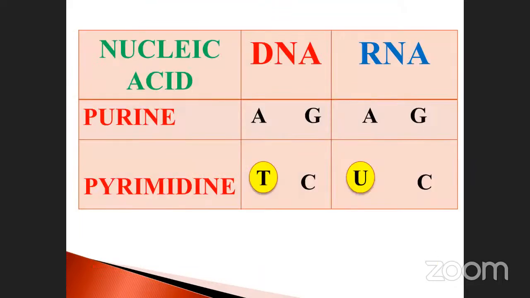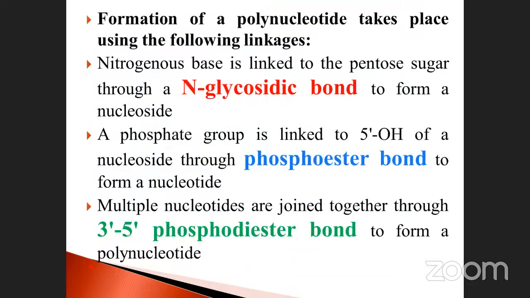See here, the formation of the polynucleotide takes place using the following linkage. A nitrogen base is linked to the pentose sugar. Note it down, my dear students. Nitrogen base, that's why N. Nitrogen means amino. The base is linked to the pentose sugar. It is a sugar molecule, that's why it is called glucose or glycose.